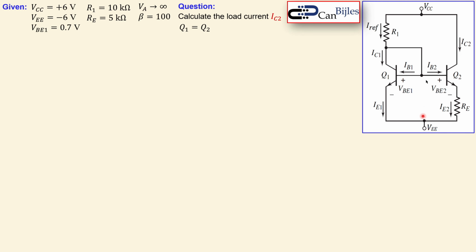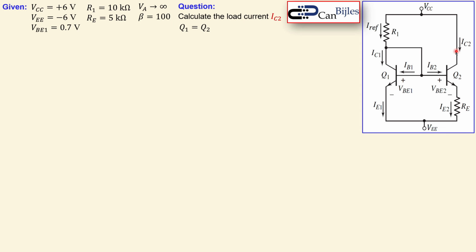In this case we have two DC voltage sources and again the Widlar current source configuration, two resistors, two BJTs. They are matched, so it means they have the same physical dimensions, they have the same current gain, also the Early voltage is the exact same. In this case it's infinite. We have given that the VCC and the VEE are plus and minus 6 volts and a VBE1 here is 0.7. R1 and RE are also given and we would like to calculate in this case the load current IC2.